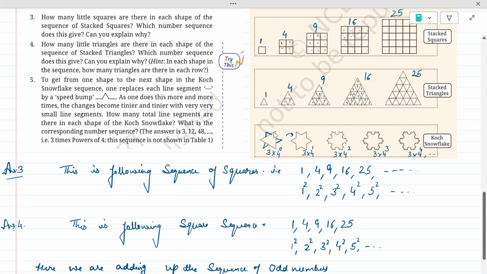Similarly, it is also written over there. The answer is 3, 12, 48. That is 3 times the power of 4. This is the thing.